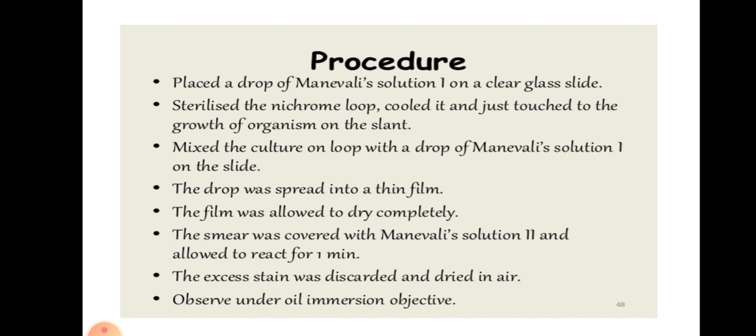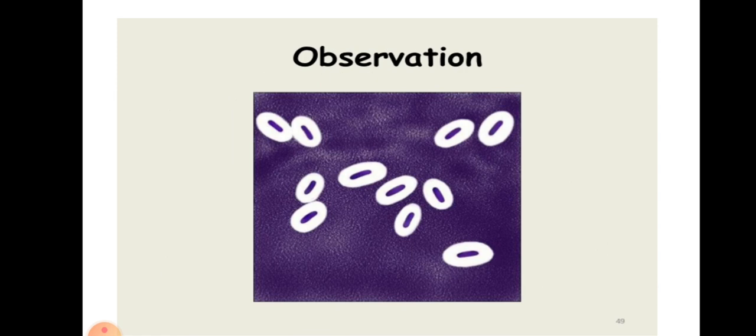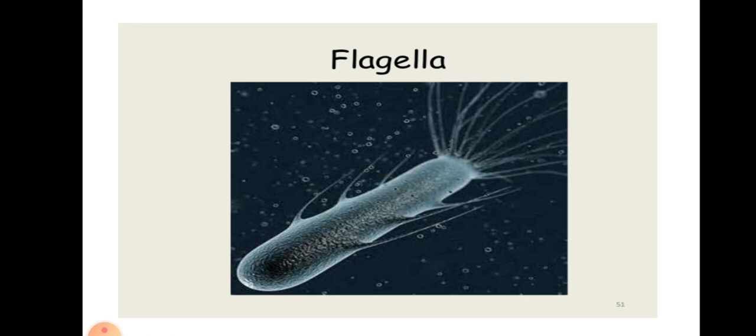The smear is covered with Maneval's solution 2 and allowed to react for 1 minute. The excess stain is discarded and the slide dried in air. Now observe the slide under oil immersion. We observe the slide like this, with a colorless capsule and stained vegetative cells.